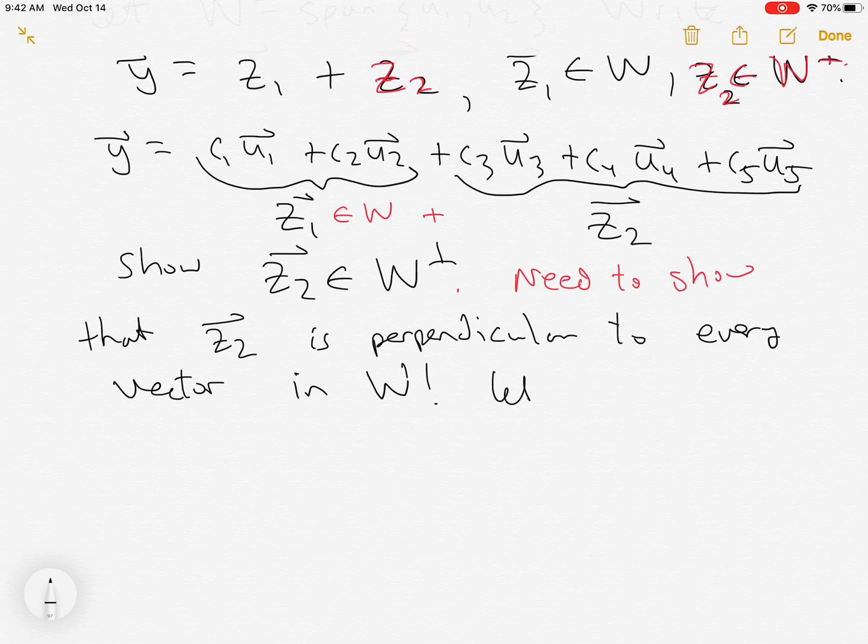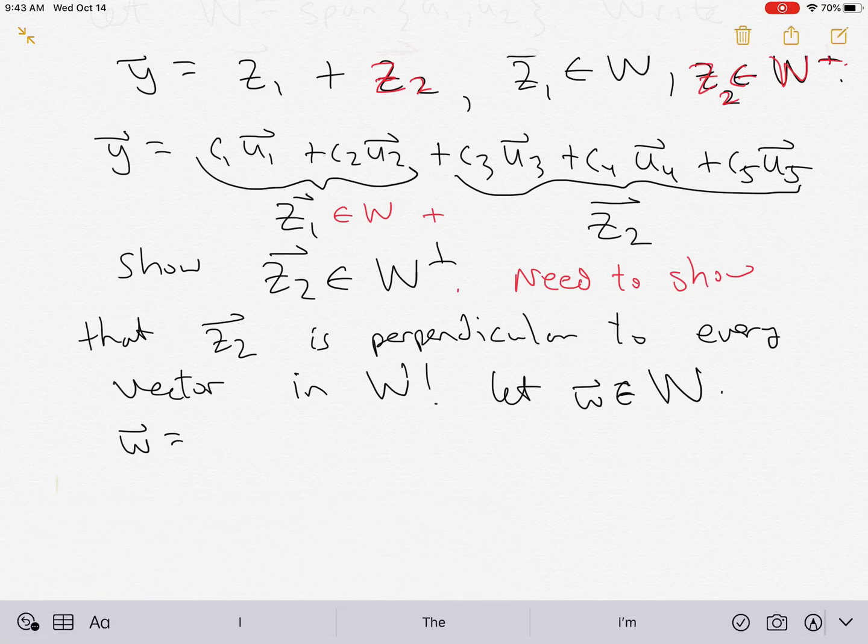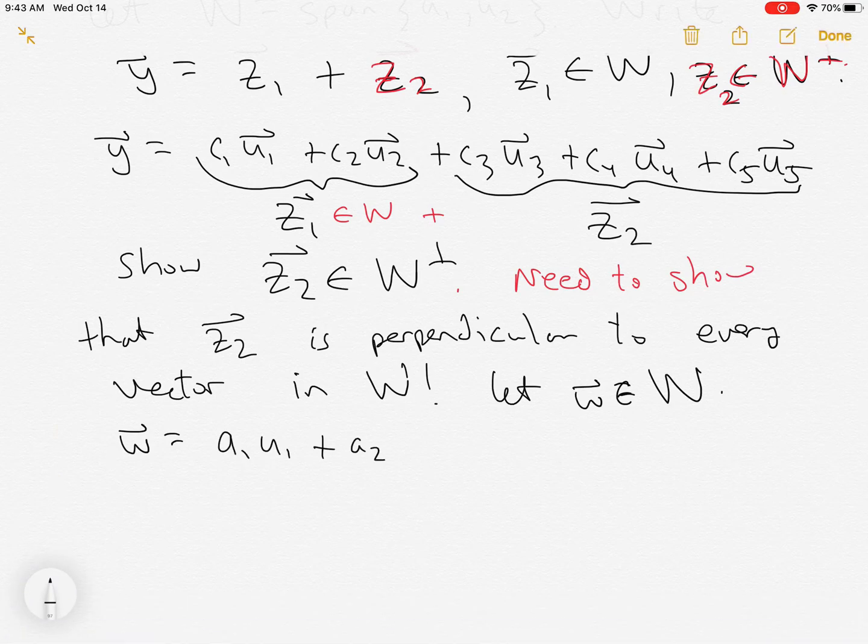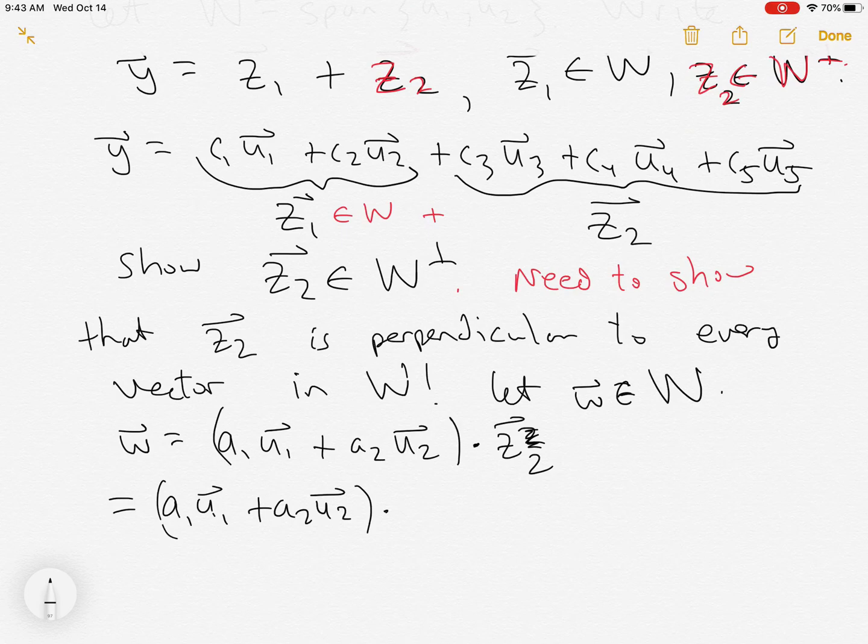Okay, so let little w be a random vector in big W. Sorry, it's going to be A1U1 plus A2U2. And we're going to dot that with Z2. So now I have A1U1 plus A2U2 dotted with Z2, which is C3U3 plus C4U4 plus C5U5.